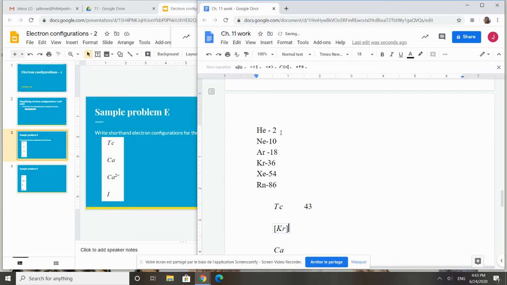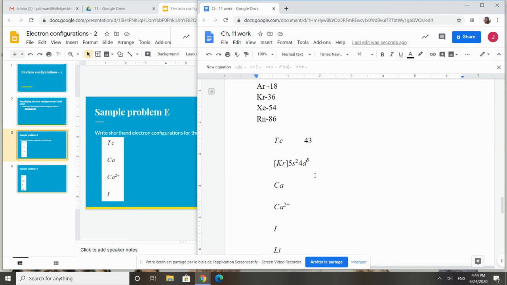And then I just go and I see that I'm in the fifth row. So 5s2, 4d, and then 5 because it's the fifth one in. You could also write the longhand configuration and replace the first 36 electrons with krypton. That's what I'm going to do for sample problem F, but I'm going to show it the short way here.